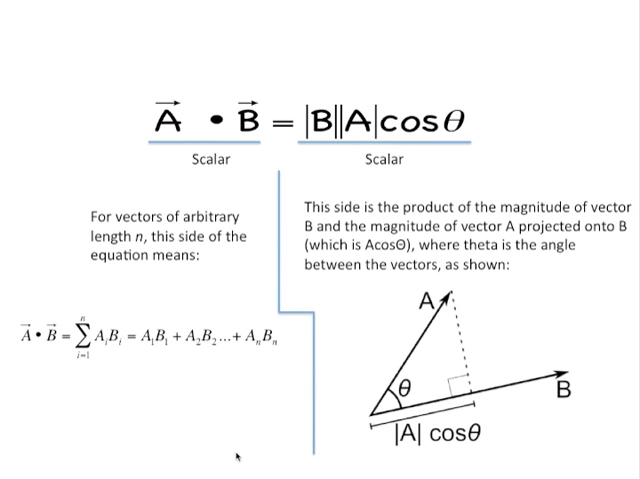The right side is illustrated by the diagram below. It is a product with the magnitude of vector b and the magnitude of vector a projected onto b, which is a cosine theta, where theta is the angle between the vectors.